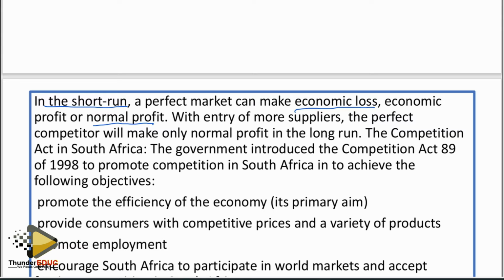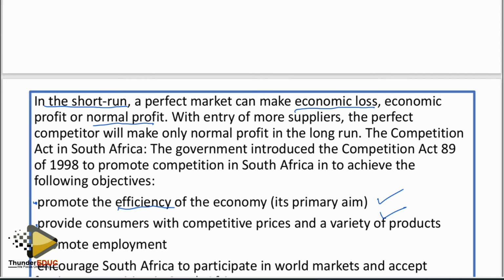So the Competition Act in South Africa: the government introduced the Competition Act 89 of 1998, so as to promote competition in South Africa and achieve the following objectives. The major aim of this is to promote efficiency of the economy, meaning that resources are used appropriately and not wasted. Also, one of the objectives is to promote consumers, and to provide consumers with competitive prices and a variety of products.